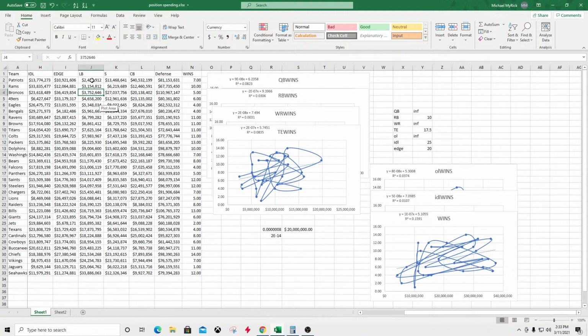Linebackers. See, those linebackers took the year off. That has to be why. That's crazy. That is crazy. And the Seahawks pay the most for the linebackers?